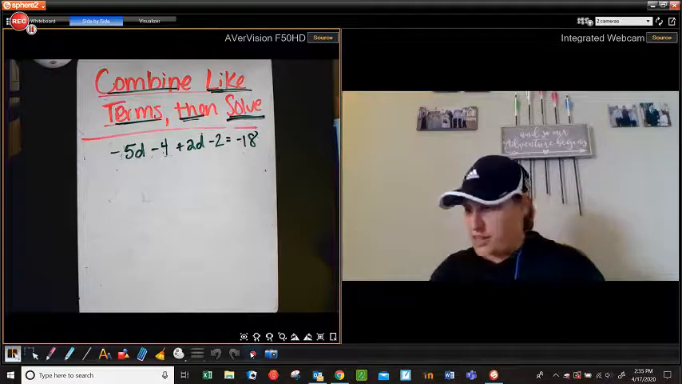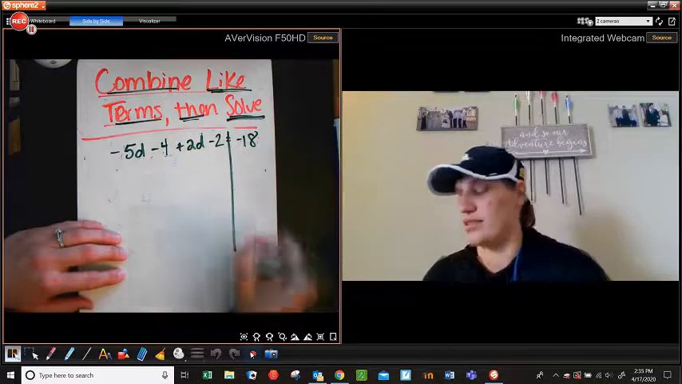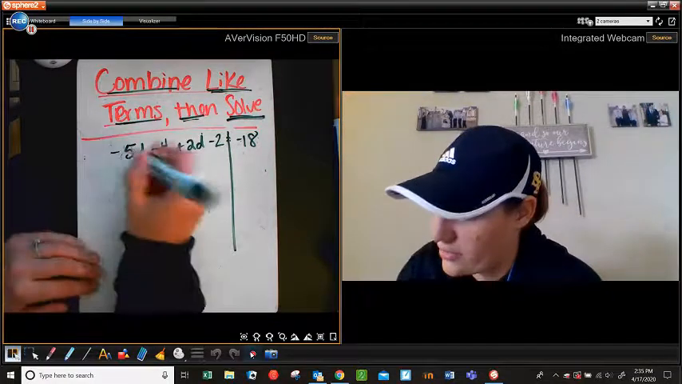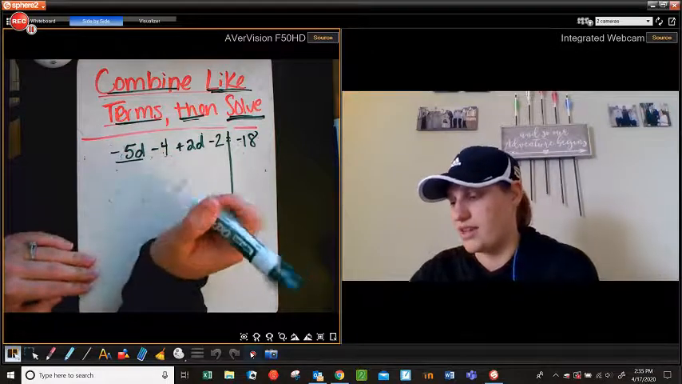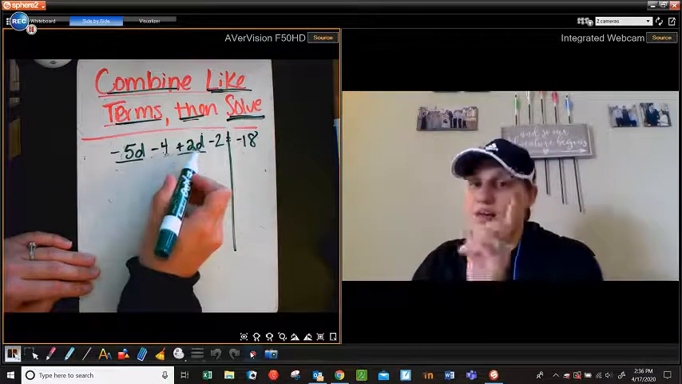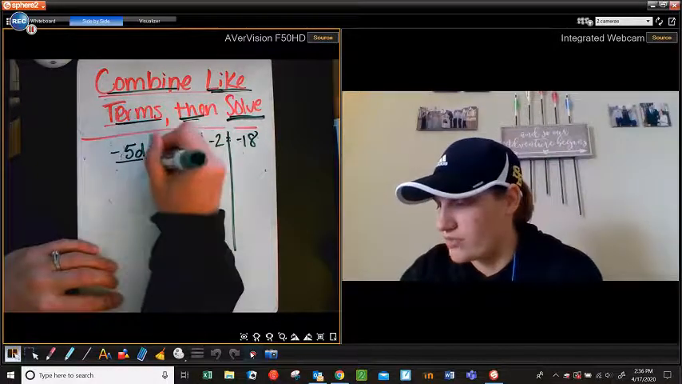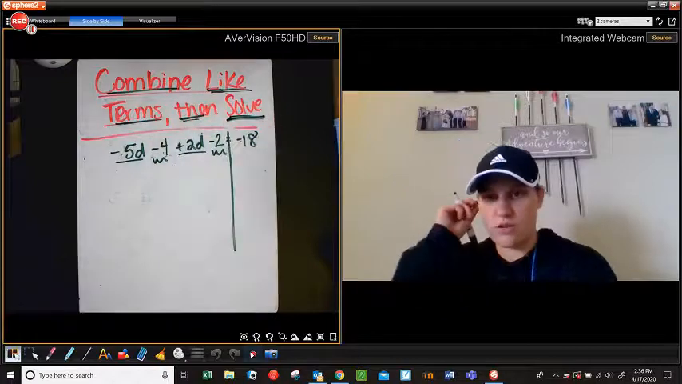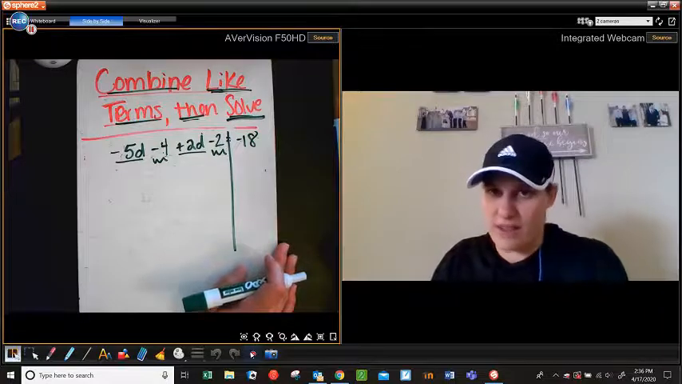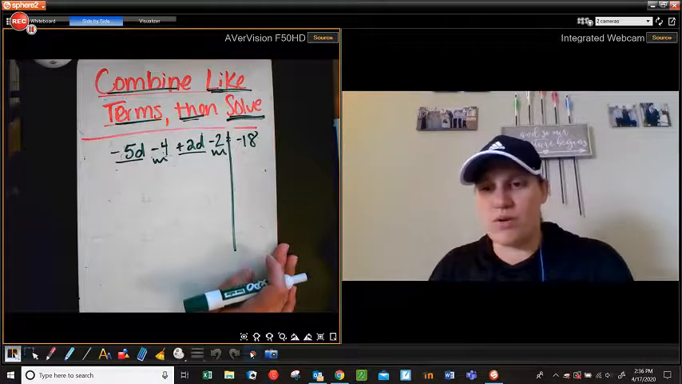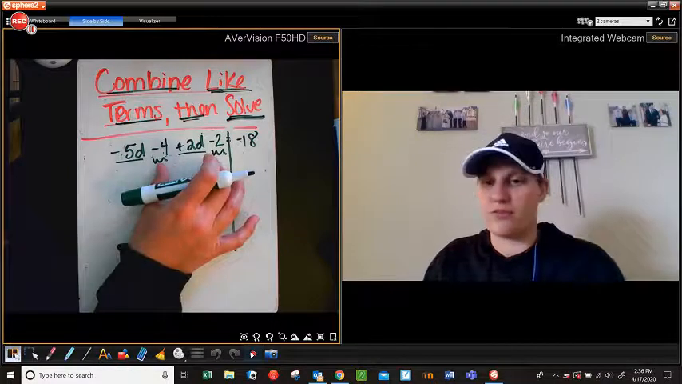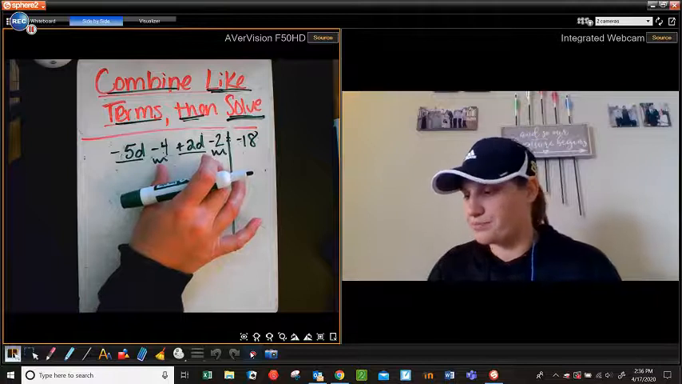Alright, before I can get started, I have to simplify on both sides, meaning combine all like terms. So I have negative 5d and 2d that I'll be able to combine together because they have the same variable. But I also have negative 4 and negative 2 that'll be able to be combined together because they are both constants, meaning they don't have a variable on them. I'm going to do it one step at a time. If you can combine those two steps together, feel free to do it. I would love to see you try that.